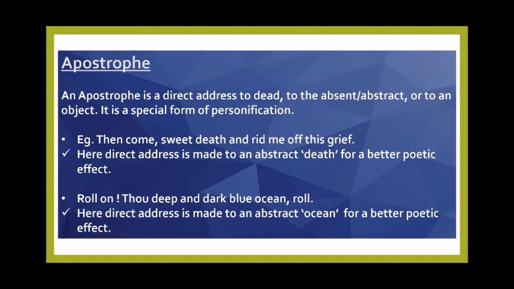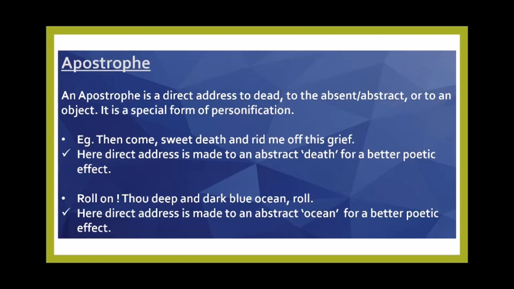Next we have apostrophe. An apostrophe is a direct address to the dead, to the absent, abstract, or to an object. It is a special form of personification. Let's see the example. Then came sweet death and rid me of this grief. So children, here you can see that a direct address is made to an abstract. What is an abstract? Abstract means the ones that you cannot see or feel, okay? So that is abstract. You cannot touch it also. So in this sentence, you can see that death is being addressed for a better poetic effect.